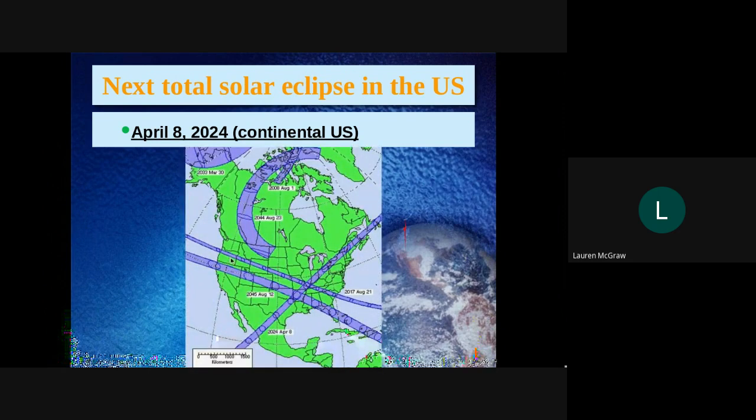This top path here that's running from the northwest to the southeast is the eclipse that happened on August 21st, 2017. This was the first day of school. So only those people that were in this blue band saw the total solar eclipse. What did we see up here in Pittsburgh, Pennsylvania? Well, we saw a partial solar eclipse.